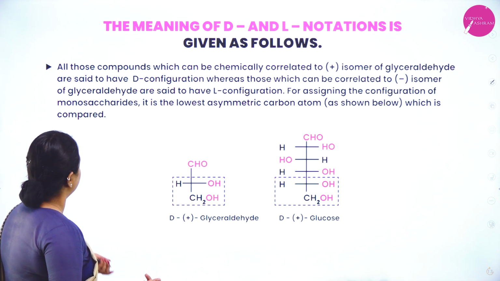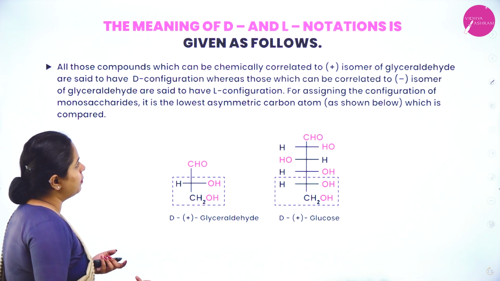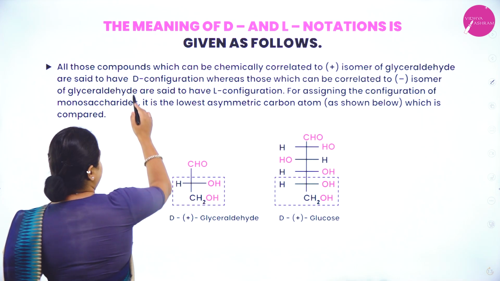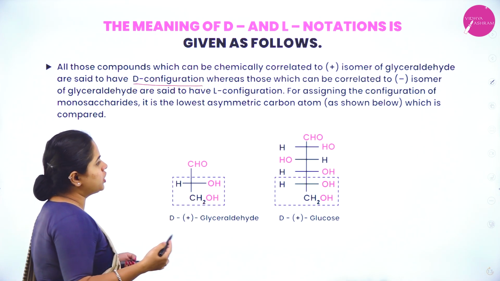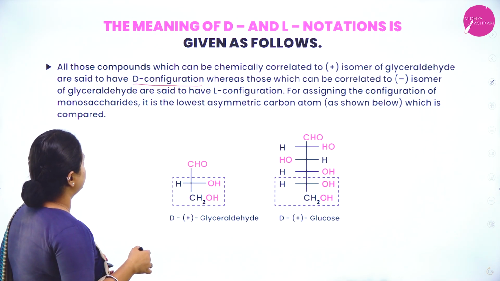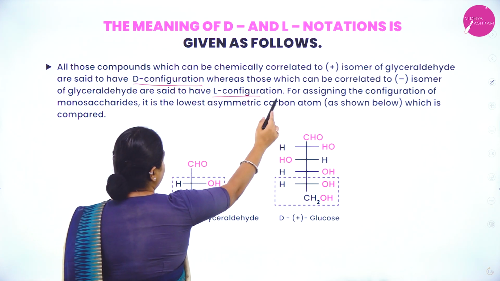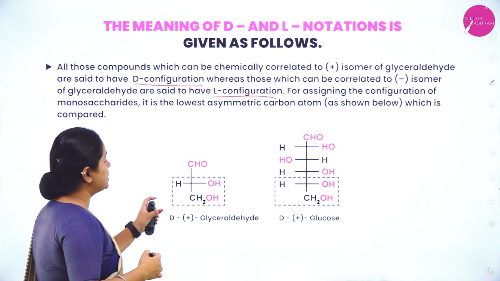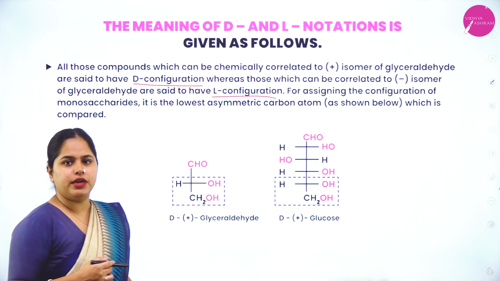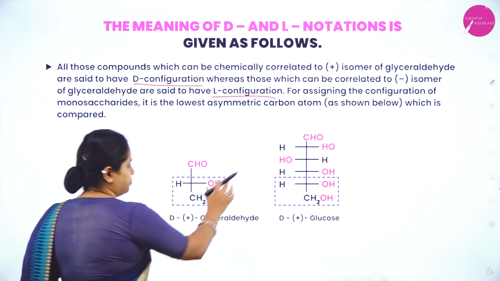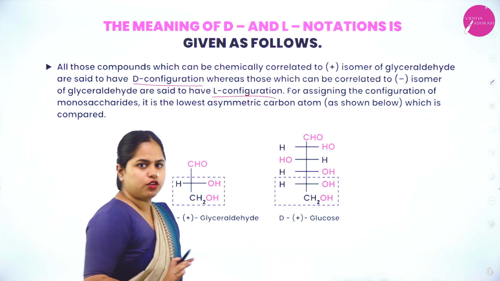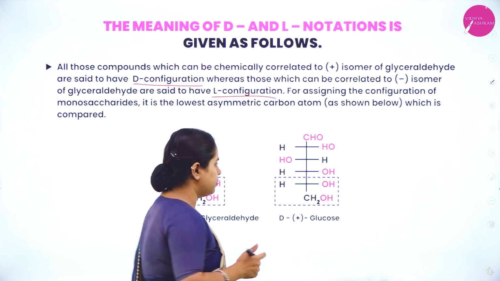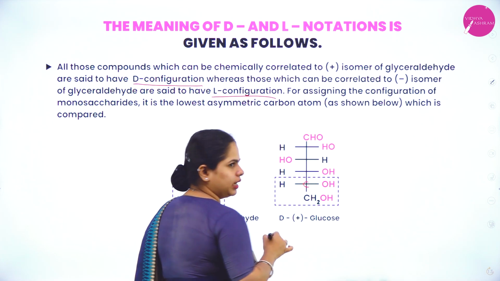Clear? Now let's see. All those compounds which can be chemically correlated to the plus isomer of glyceraldehyde are said to have D configuration, whereas those which can be correlated to the minus isomer of glyceraldehyde are supposed to have L configuration. For assigning the configuration of a monosaccharide, the lowest asymmetric carbon has to be chosen. So let's take this structure of glucose that we have studied now.